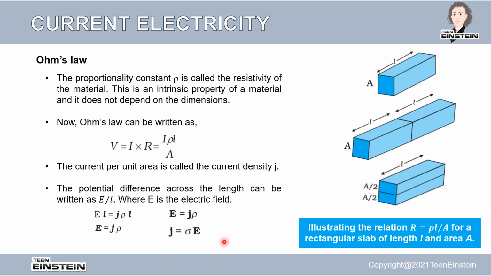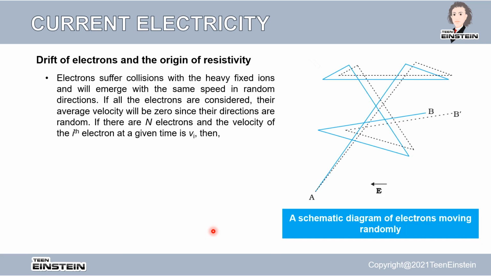So now we have another form of Ohm's law. This J equals sigma E is an important form of Ohm's law. So when we talk about Ohm's law, we can either write V equal to IR, or we can write current density equal to sigma multiplied by electric field. Sigma is the conductivity of the material and is given by 1 by rho.